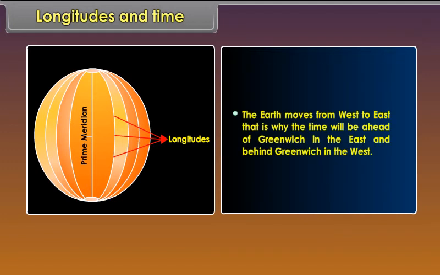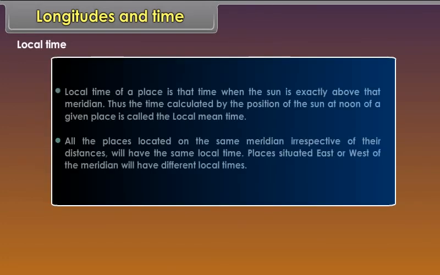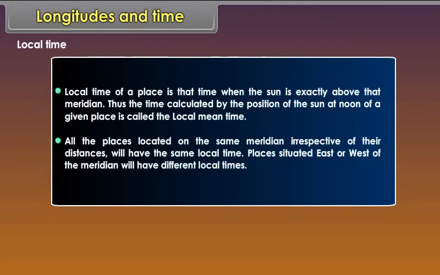The earth moves from west to east. That is why the time will be ahead of Greenwich in the east and behind Greenwich in the west. Local time. Local time of a place is that time when the sun is exactly above that meridian. Thus, the time calculated by the position of the sun at noon of a given place is called the local mean time. All the places located on the same meridian, irrespective of their distances, will have the same local time. Places situated east or west of the meridian will have different local times.